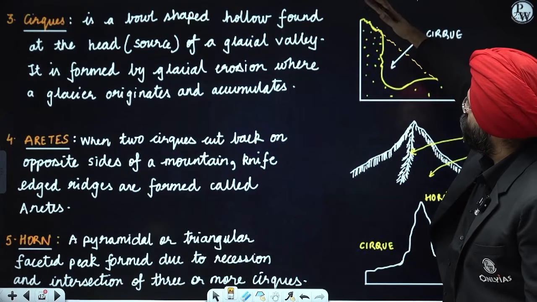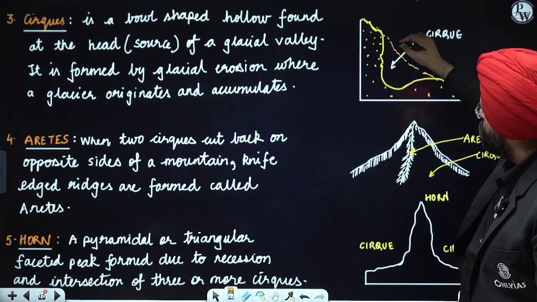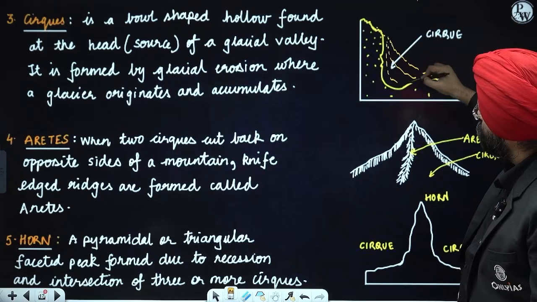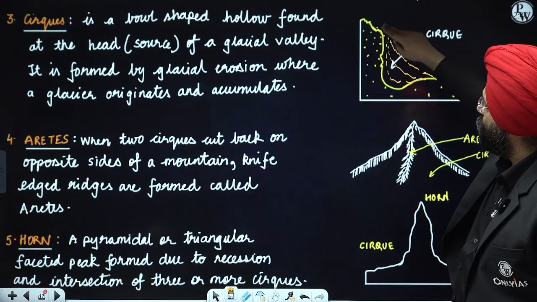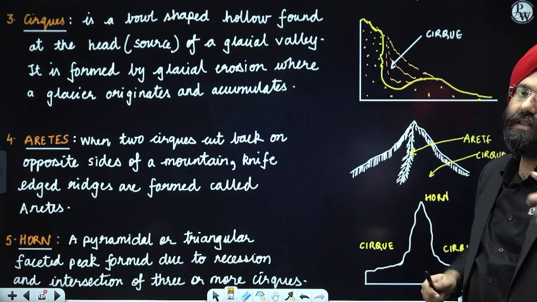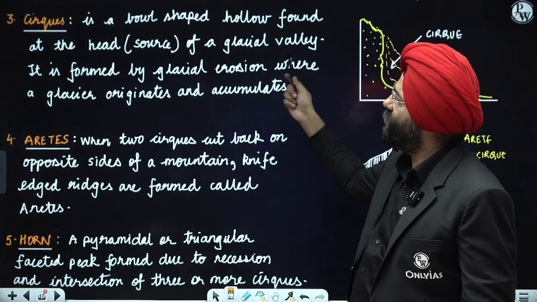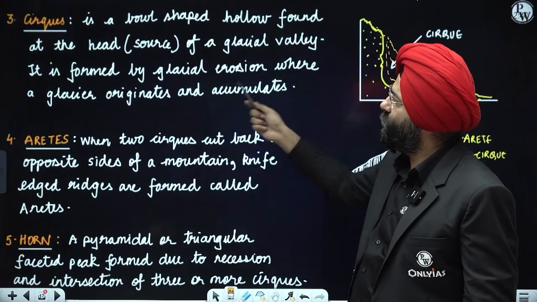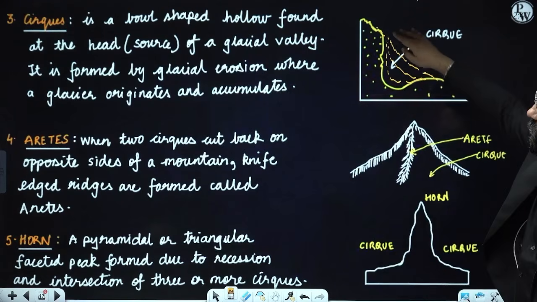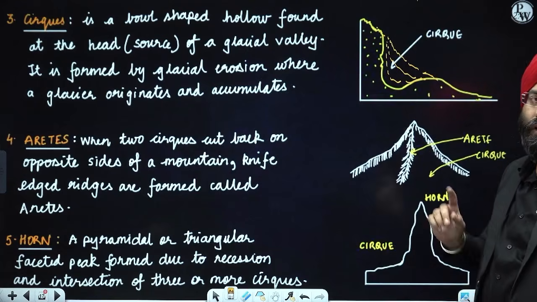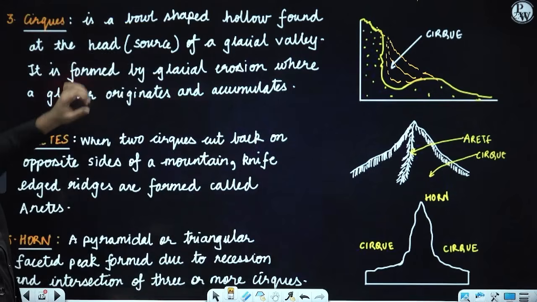The glaciers were moving on top of it. Slowly, the erosion took place. Slowly, this depression actually became larger, and slowly it reached this stage. So, this particular structure which you are seeing right now with this depression is known as a cirque. A bowl-shaped hollow formed at the head or the source of the glacial valley. It is formed by the glacial erosion where the glacier originates and accumulates. So this structure is known as what? A cirque. This is formed due to the glacial erosions, right? So this is something very important. This has been asked in the civil services multiple times.